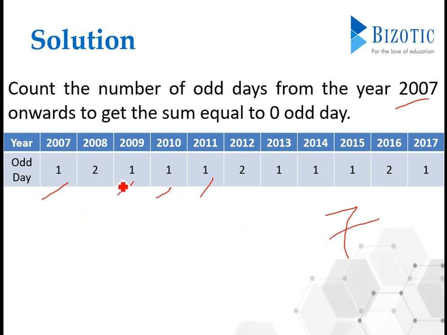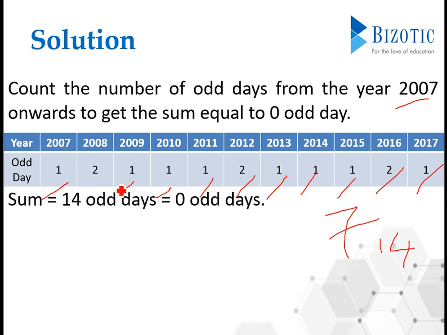So 2 plus 1, 3, 4, 5, 6, 7, 8. It's not giving 7, it's giving us 8, so this will not be possible. So go forward in the calculation. If it's not 7, then it will be 14. When you sum up all these years from 2007 to 2017, you will get 14 odd days, and when you divide by 7, it gives you 0 odd days.